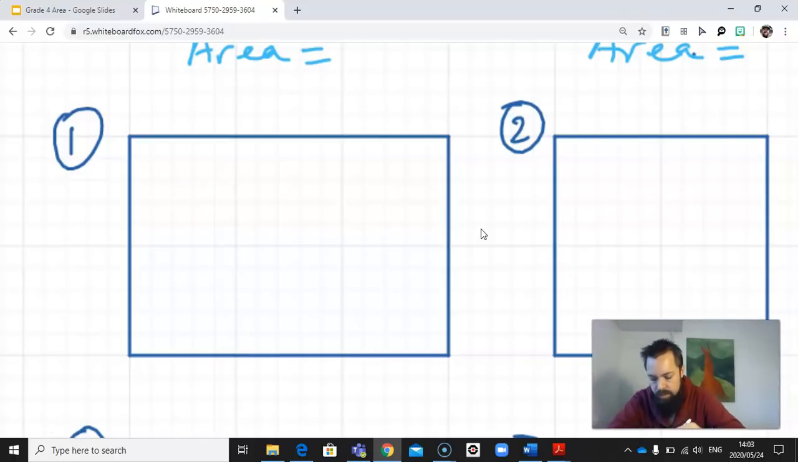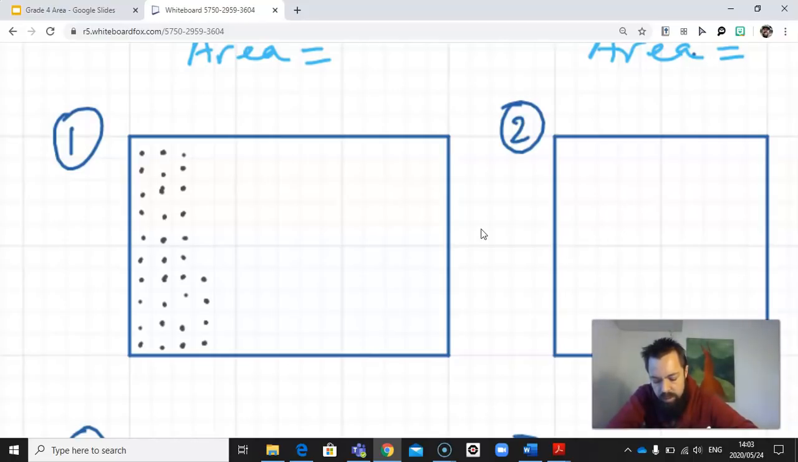We're going to start with the next one, and I'm going to count how many blocks I have. So I've got 1, 2, 3, 4, 5, 6, 7, 8, 9, 10, 11, 12, 13, 14, 15, 16, 17, 18, 19, 20, up to 50.